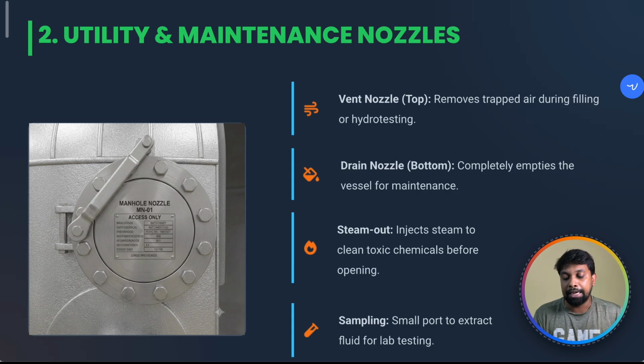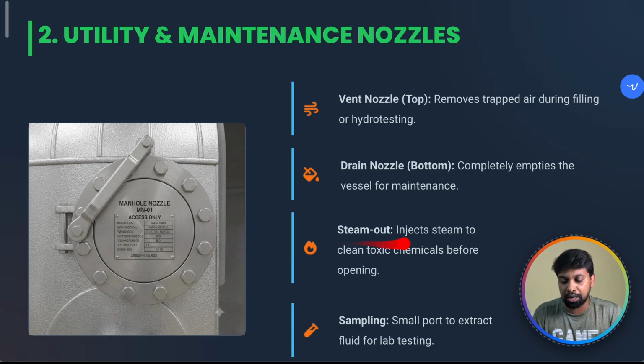Steam out nozzles inject steam to clean the toxic chemicals before opening. Mostly in pharma, chemical, and also other petrochemical industries, if we need to enter inside the pressure vessel for any maintenance, we need to steam out the vessel. Why are we doing steam out? Steam helps all the air or any other toxic element inside the vessel or tank to exit from the pressure vessel.